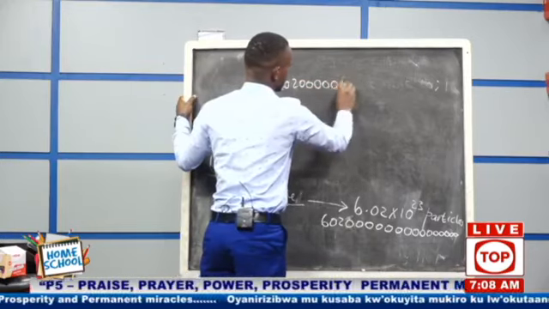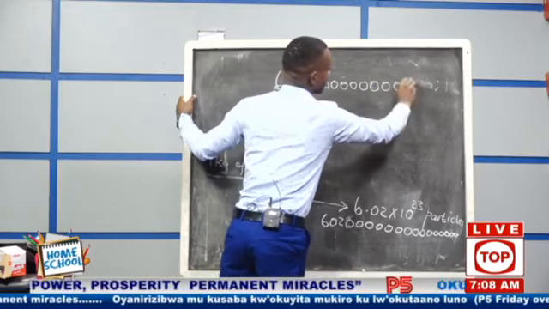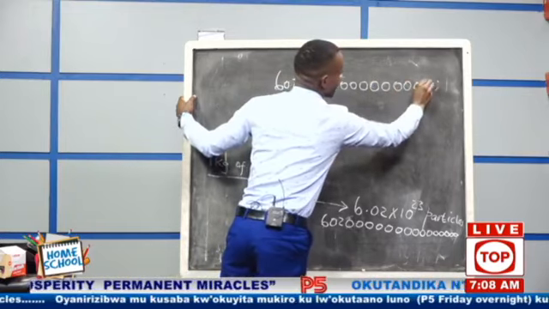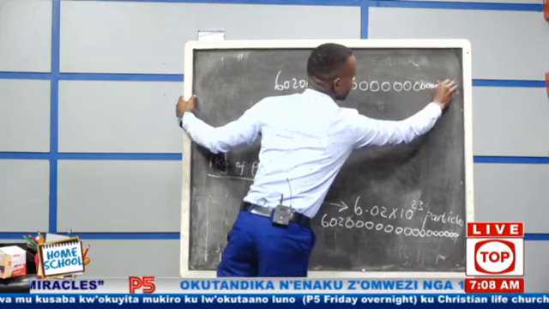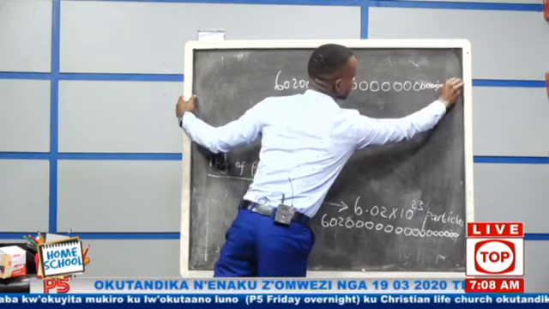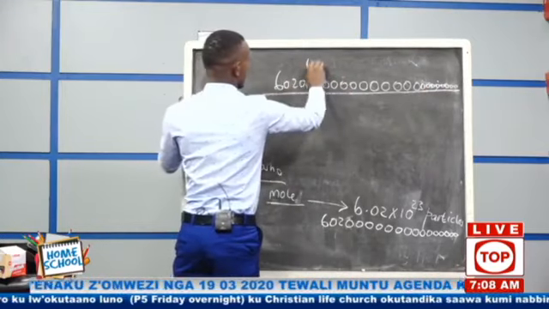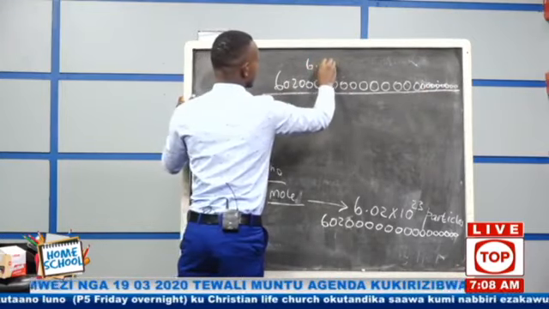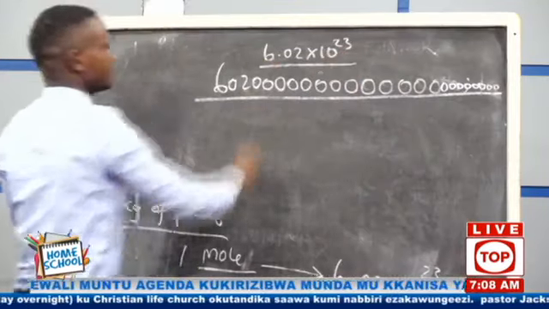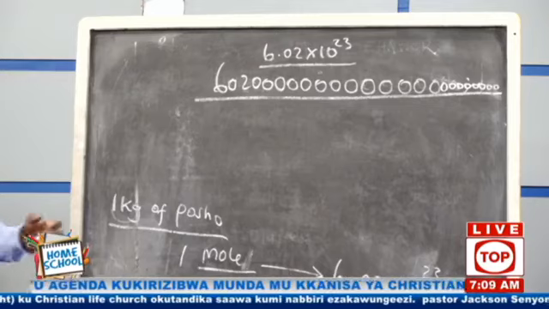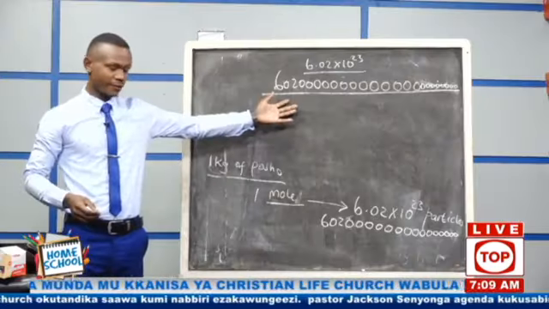6, 10, 11, 12, 13, 14, 15, 16, 17, 18, 19, 20, 21, 22, 23. That will be the figure being represented by 6.02 times 10 power 23. Okay? You can see how big it can be if we decide to write it like this.